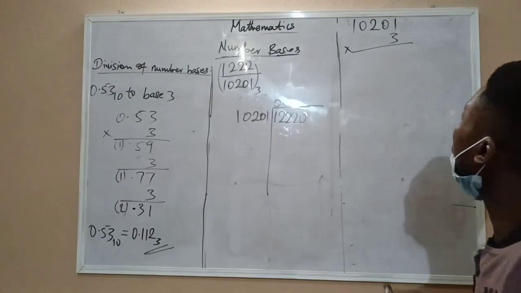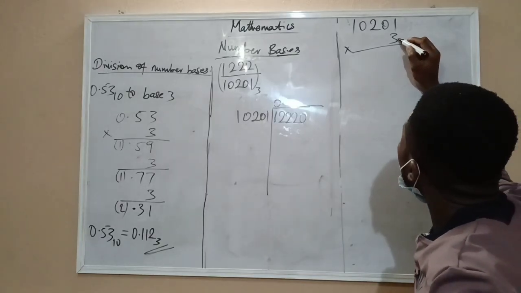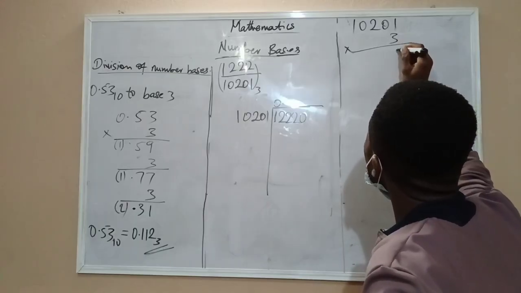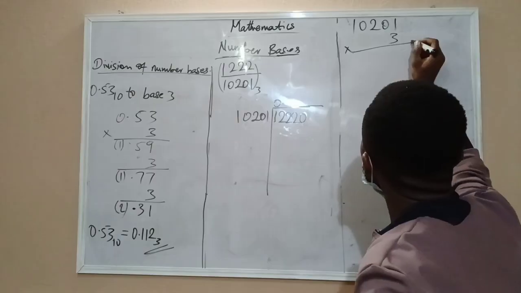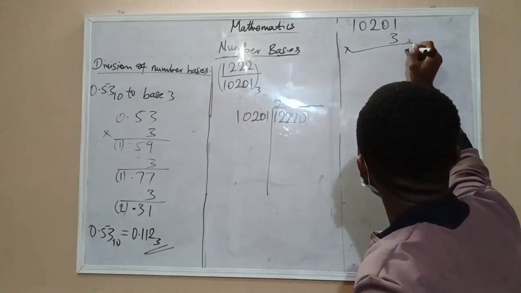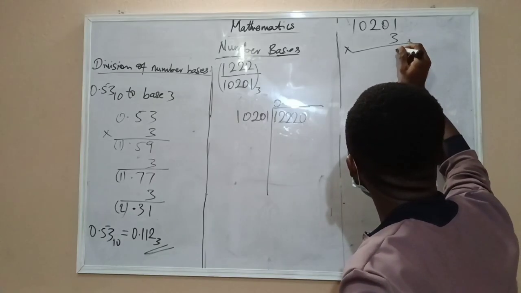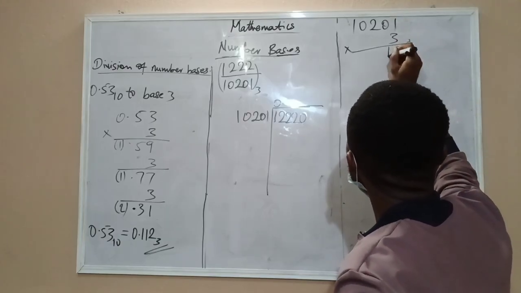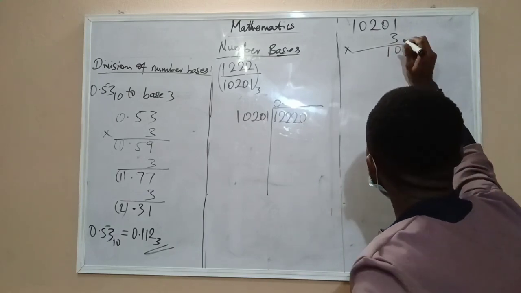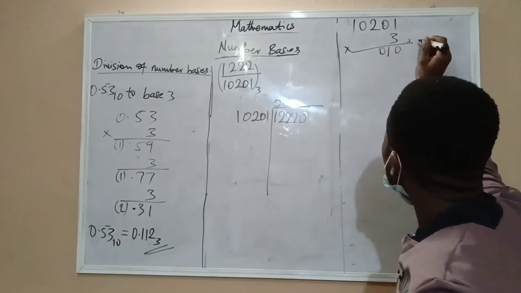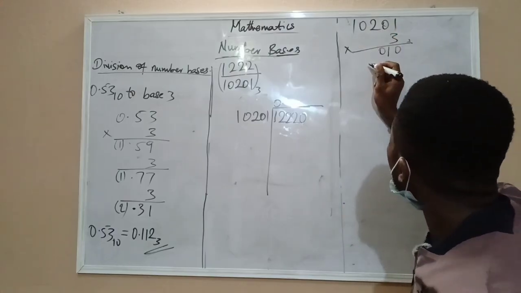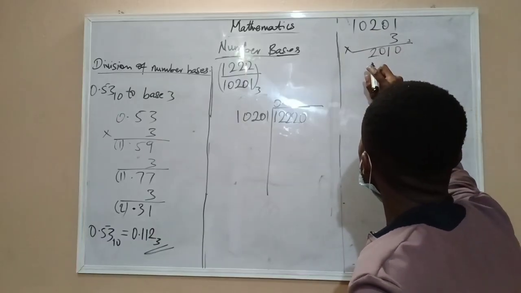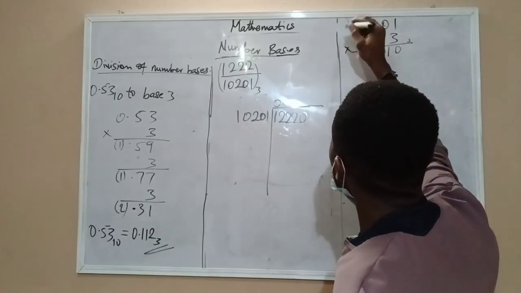Now, 3 times 1 is 3. Then, because it is in base 3, 3 goes into 3 once, remainder nothing. Write 0, hold that 1. 3 times 0 is 0, but that one you are holding, you write it down. 3 times 2 is 6. 3 goes into 6 twice, remainder 0. You write 0, hold the 2. 3 times 0 is 0, for that you write the 2. Then 3 times 1 is 3, 3 goes into 3 once, remainder 0. Write 1.